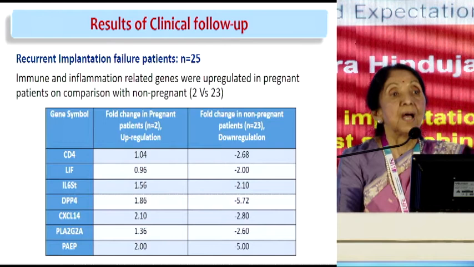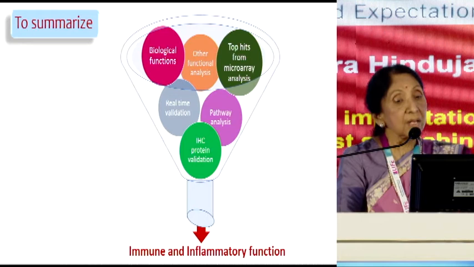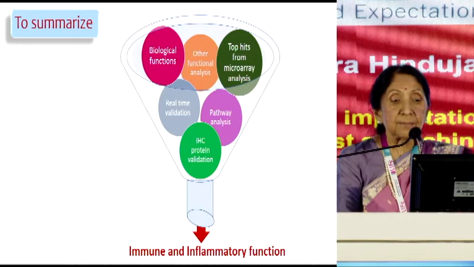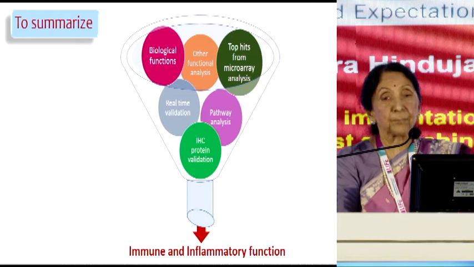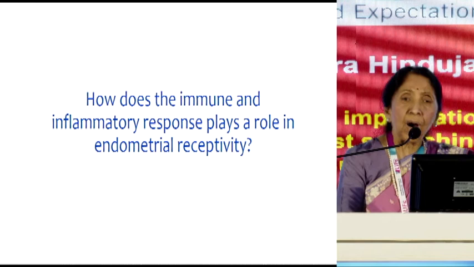Now, in summary, one can say biological function, other functions, top heat graph, real-time PCR, pathway analysis, and immunohistochemistry all point to the fact that immune and inflammatory processes are suppressed in the women who have undergone repeated failure. Now, how do these things help to achieve our results, and what can we do?